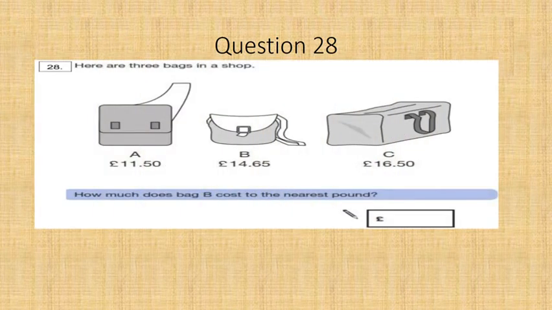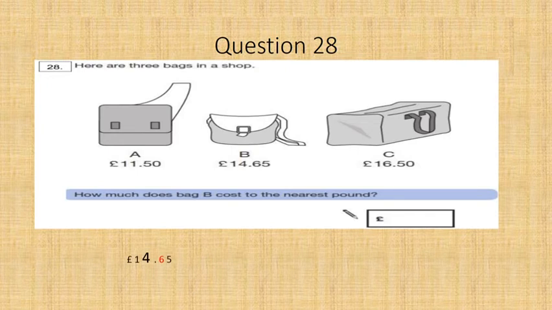Here are three bags in a shop. Bag A costs 11.50 pounds. Bag B costs 14.65 pounds. Bag C costs 16.50 pounds. The question needs to know how much bag B costs to the nearest pound. So bag B is 14.65.